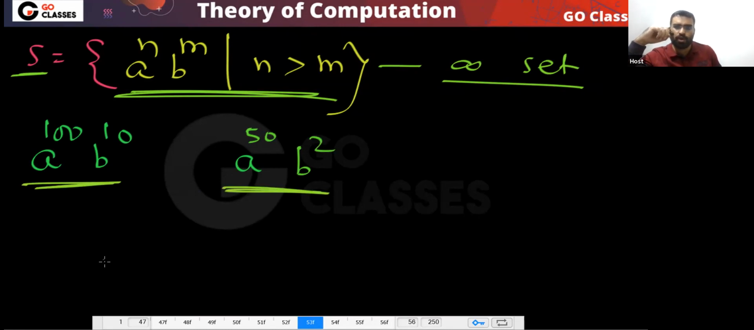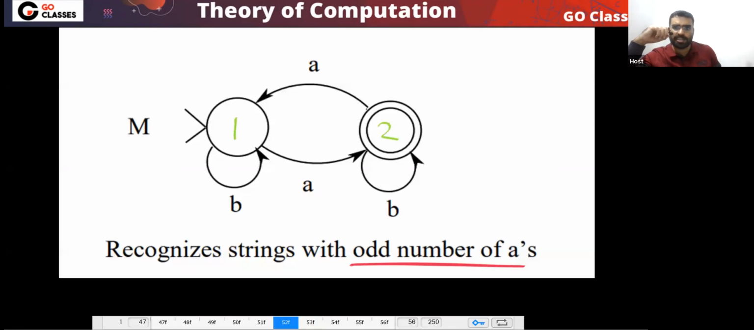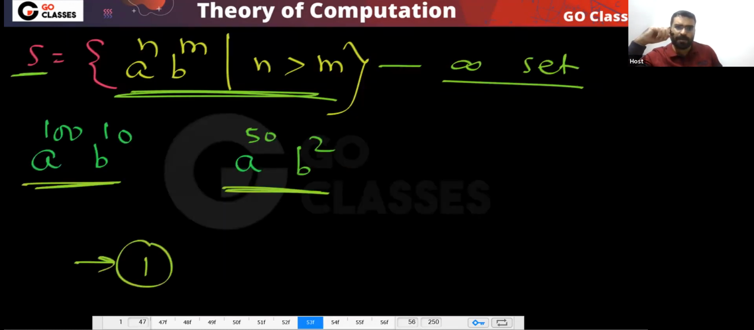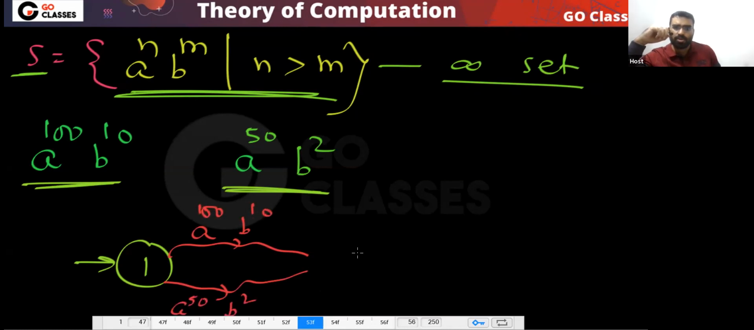So from state 1, let's call this state 1, let's call this state 2. From state 1, what will happen? These two strings, a power 100, b power 10, and a power 50, b power 2, will go to the same state, and that state is basically 1. But they will go to the same state. Okay, this is the idea.